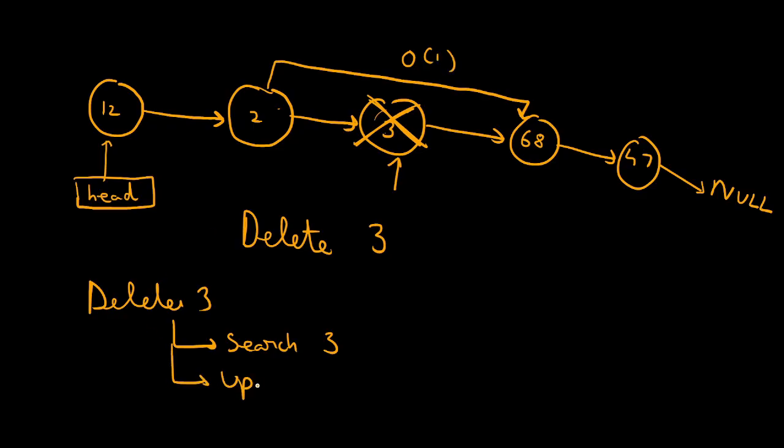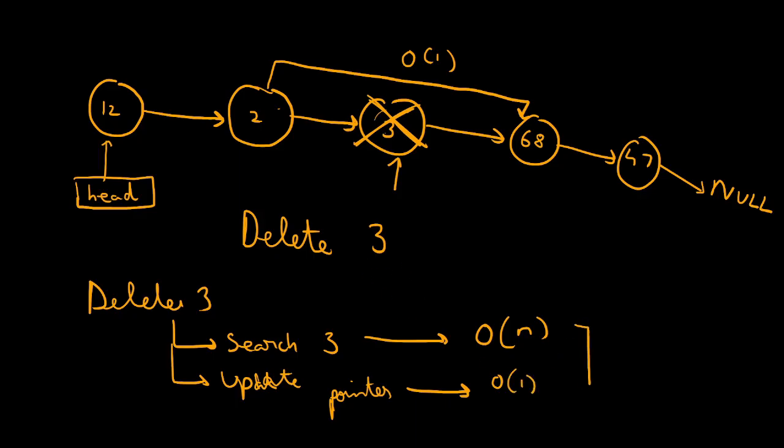So we have to search and update the pointers. Searching is O of n. We have to traverse. In the worst case, you have to traverse the entire list, as we are assuming the length of the list is n. So O of n. Updation of pointers is just O of 1. You can directly update it. You don't need to travel anywhere for it. So my overall time complexity for deletion is O of n, which is much better than the O of n square we had in case of arrays.